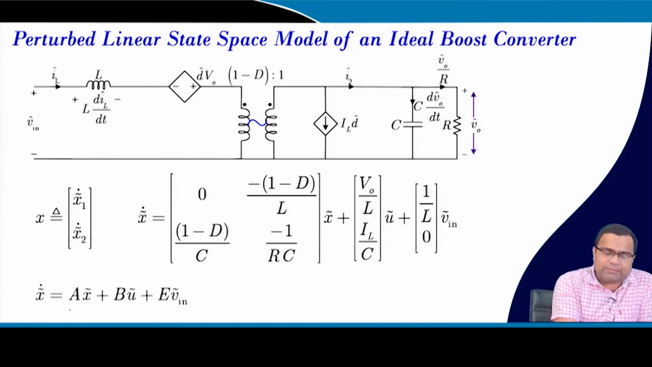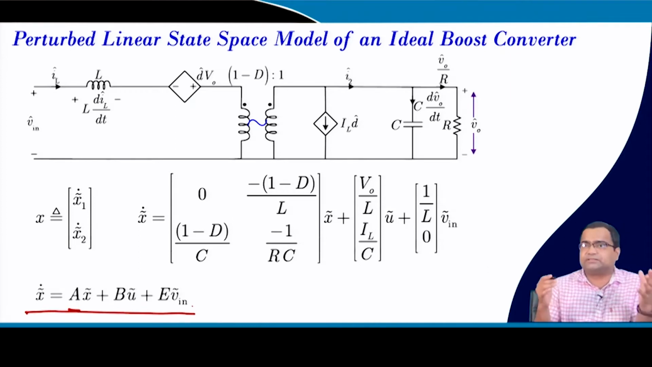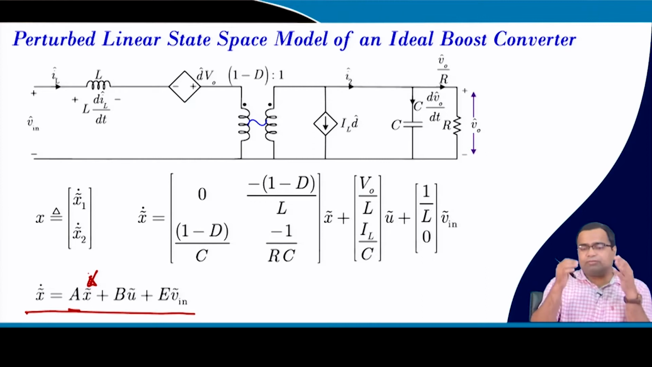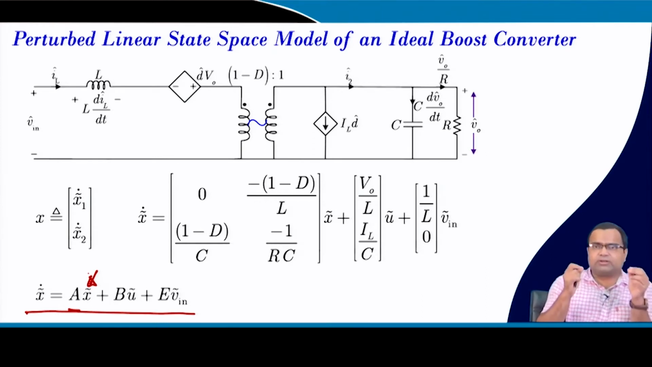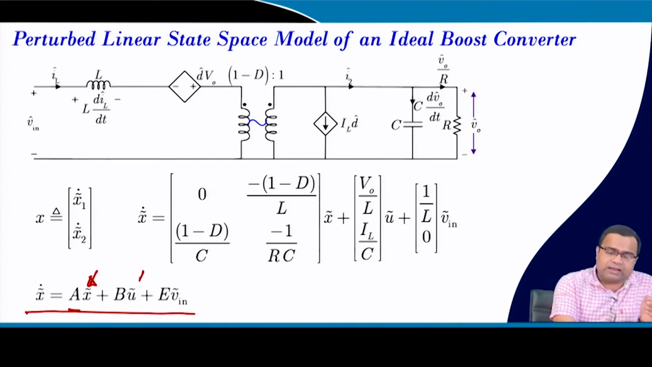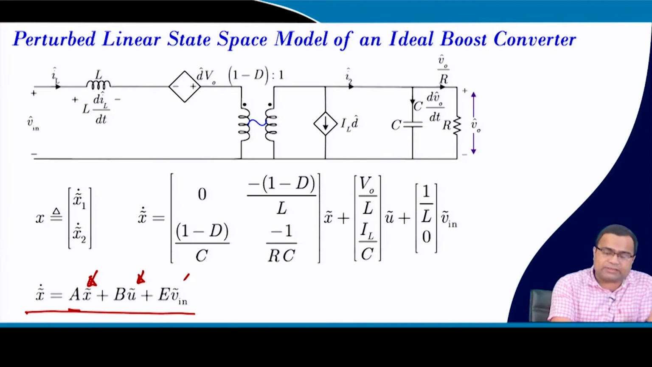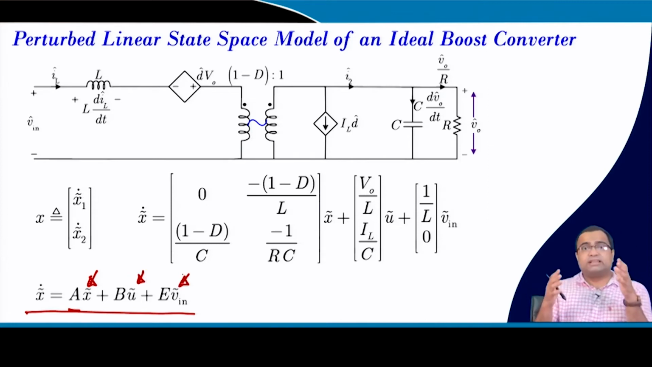And this A matrix is the system matrix. This is a standard representation of a state space model, where x is the state vector, where we have taken the inductor current and the output voltage as x1 and x2, and u tilde we have taken as the duty ratio, which is a control input, and here we have a supply disturbance, which is a disturbance input, that is why it is coming to be the E matrix.